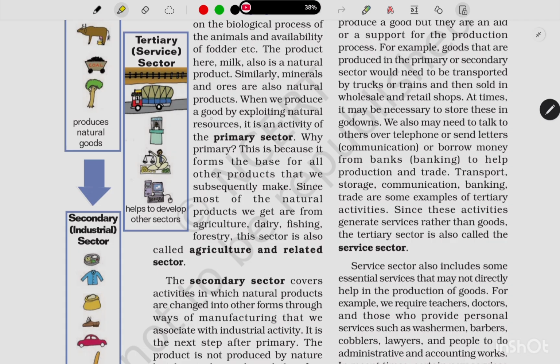When we produce goods by exploiting natural resources, it is an activity of the primary sector. That's the definition of primary sector. When we produce goods by exploiting natural resources, it's called the primary sector.